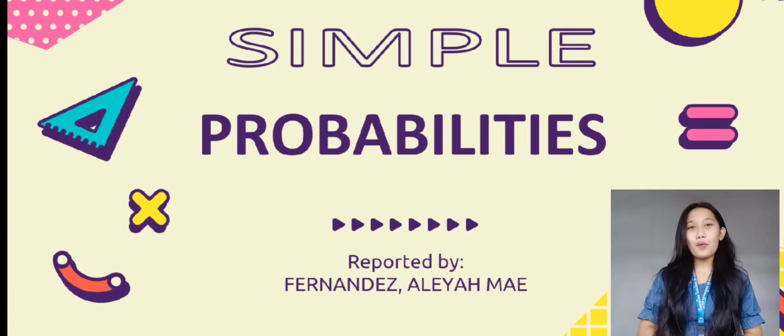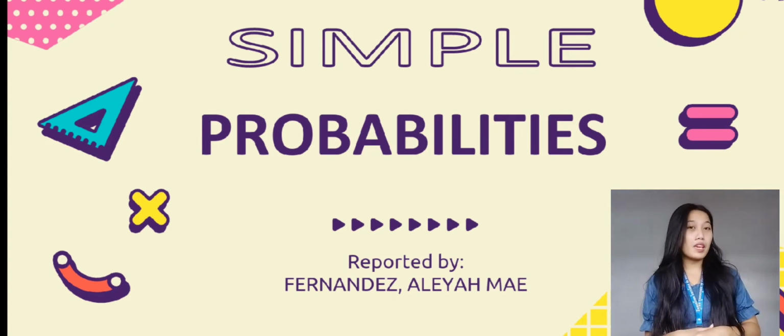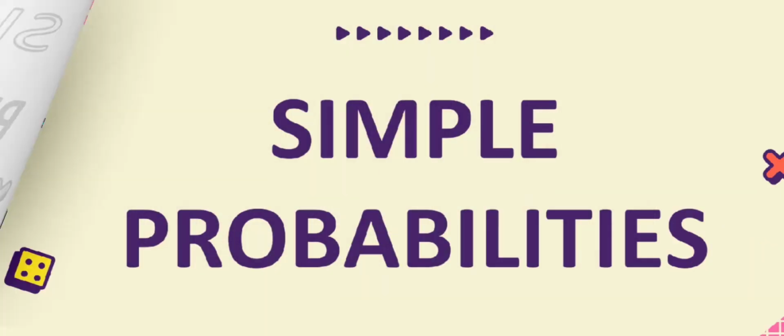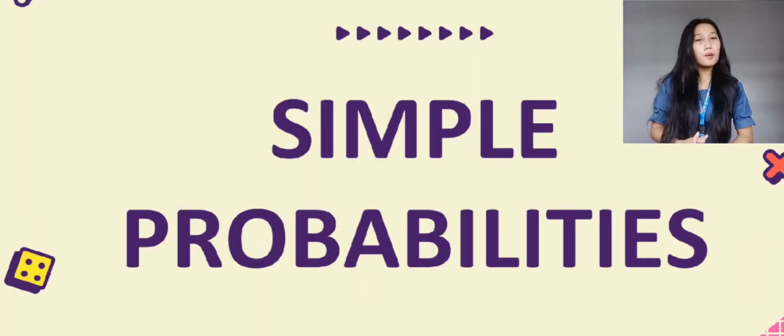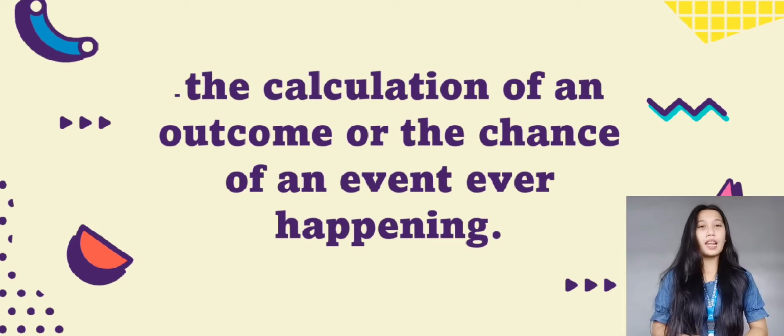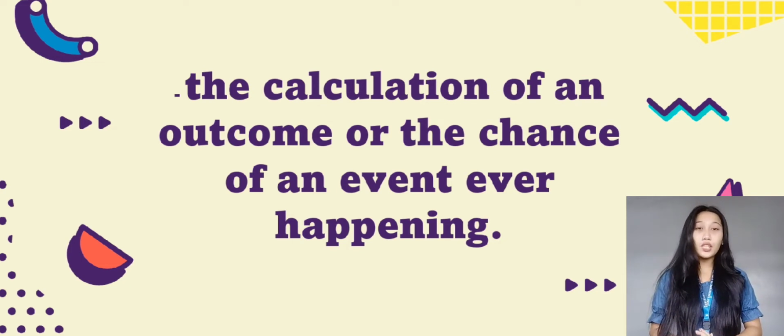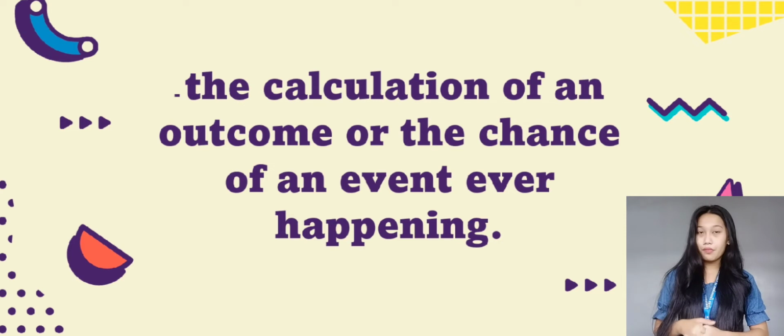And now I will discuss another topic, which is all about simple probabilities. So, simple probability is the calculation of the chance of an event ever happening. There are many real-life situations in which we may have to predict the outcome of an event. We may be sure or not sure of the results of an event. In such cases, we say that there is a probability of this event to occur or not occur.